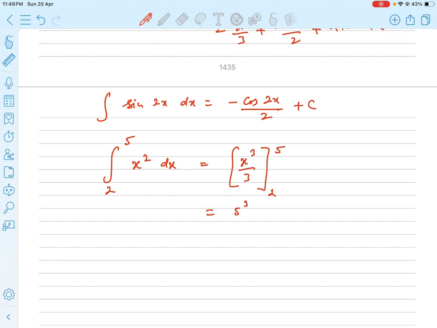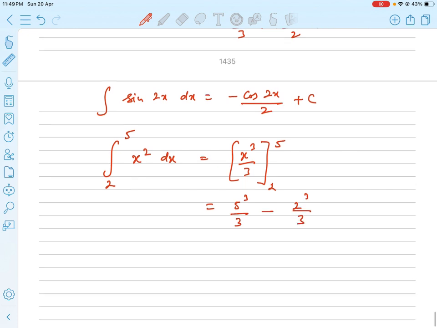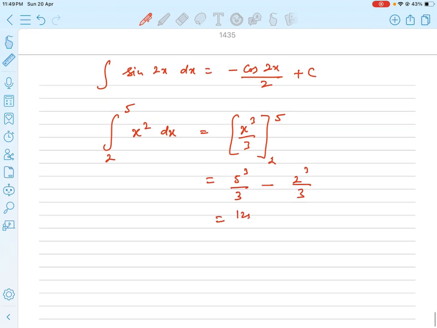So 5 cube by 3 minus, then we put the lower limit in place of x. So 2 cube by 3. This gives me 125 by 3 minus 8 by 3. This would be 117 by 3. Right, so we get the answer of integration of x square between 2 to 5 as 117 by 3.